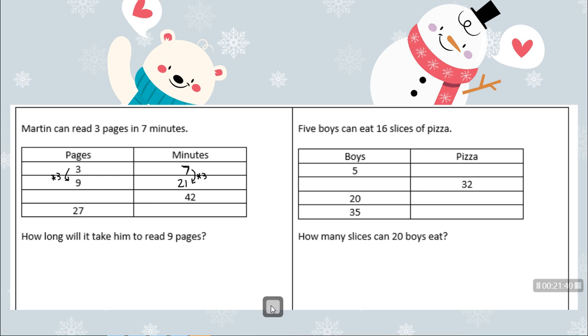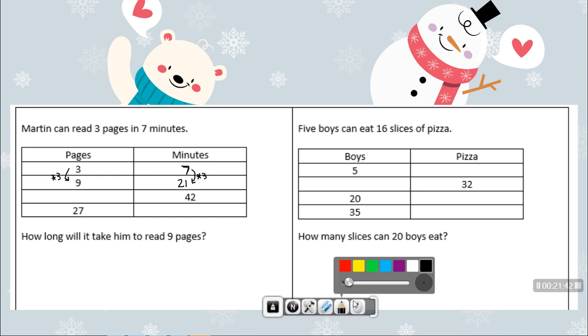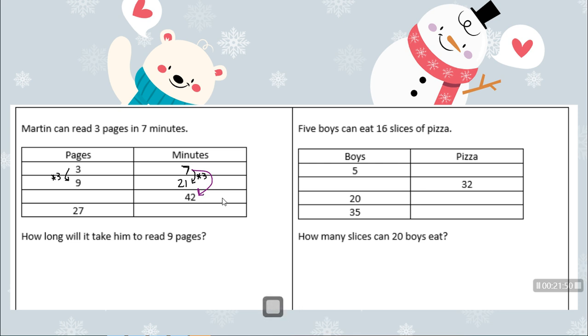All right, now let's think about what can I multiply by to get from 7 to 42? 7 times what is 42? 7 times 6. Okay, so then on the other side, we need to multiply 3 times 6. 3 times 6 is 18. So once he reads 18 pages, that probably took him about 42 minutes.